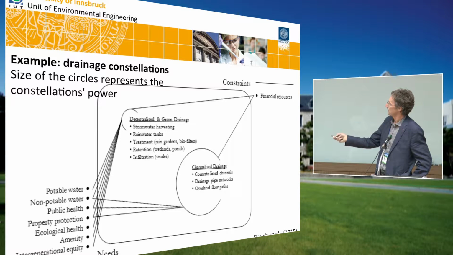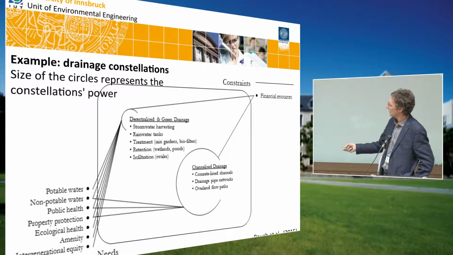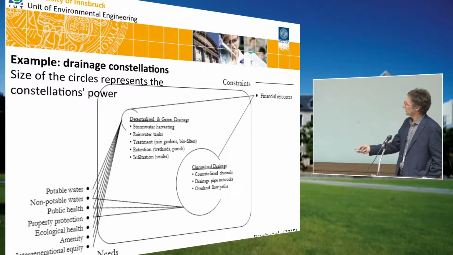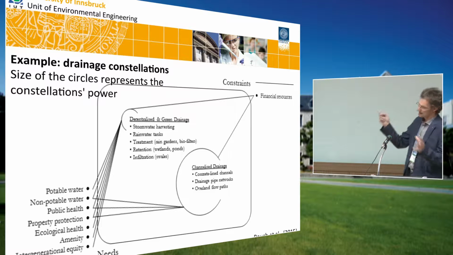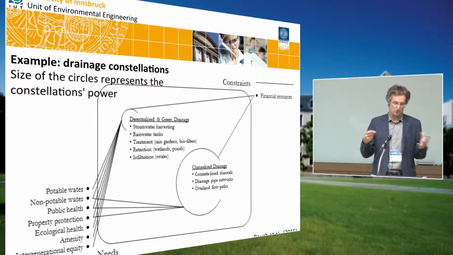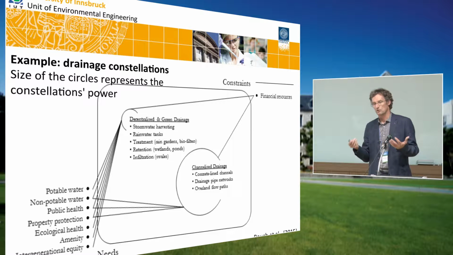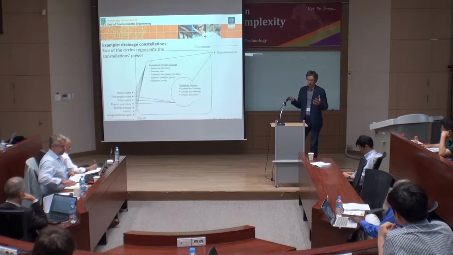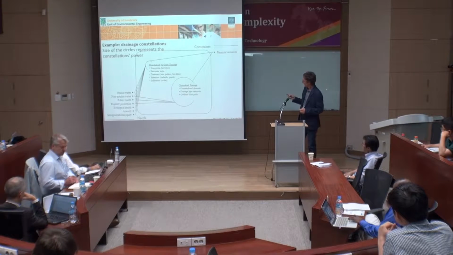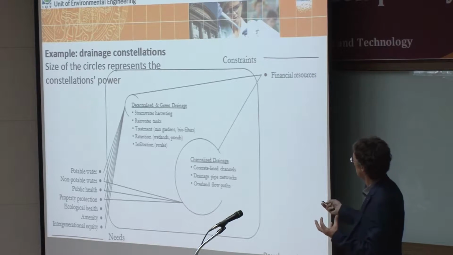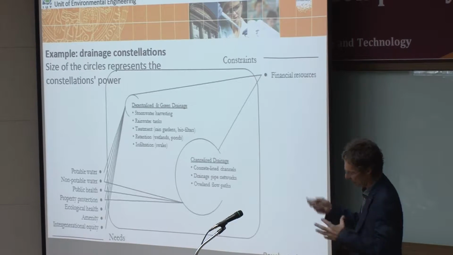This one here, for example, is representing a decentralized strategy. And here you have another one which is channelized drainage. That's more a classical approach. And this is then also bounded by constraints. You also need to take into account all the influences on this model. And with time, these constellations are then growing or shrinking. That can be explained simply by the size of these constellations, they are representing the power, whether they are more dominant or not.